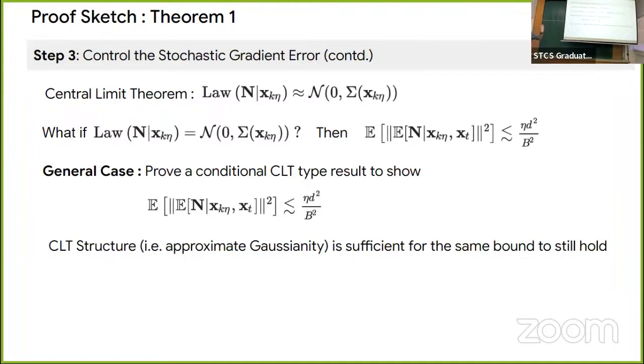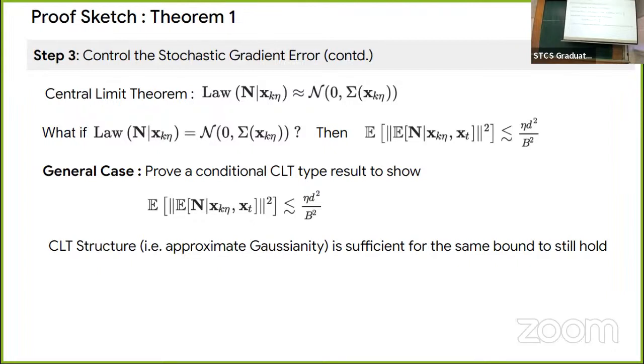This is much weaker than a conditional CLT, by the way. We just show, using chi-square divergence, that this conditional expected quantity is of the order eta d square over b square. This actually uses the CLT, that it is an IID sum of zero-mean random vectors, and because of that, this conditional expectation is small, and this has a trade-off of 1 over b square.